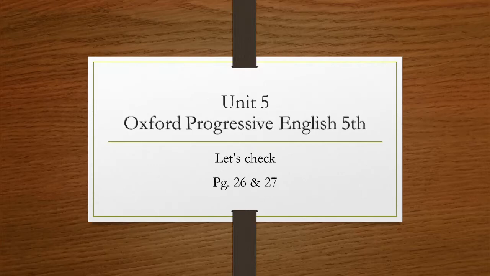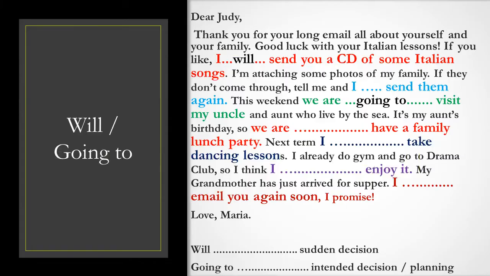In this lesson, we are going to discuss Unit 5, Oxford Progressive English, and the topic is Let's Check. The pages we are going to cover are page number 26 and page number 27. This Unit 5 is a revision of all the 4 units we have discussed from Unit 1 to Unit 4. So let's start our revision.